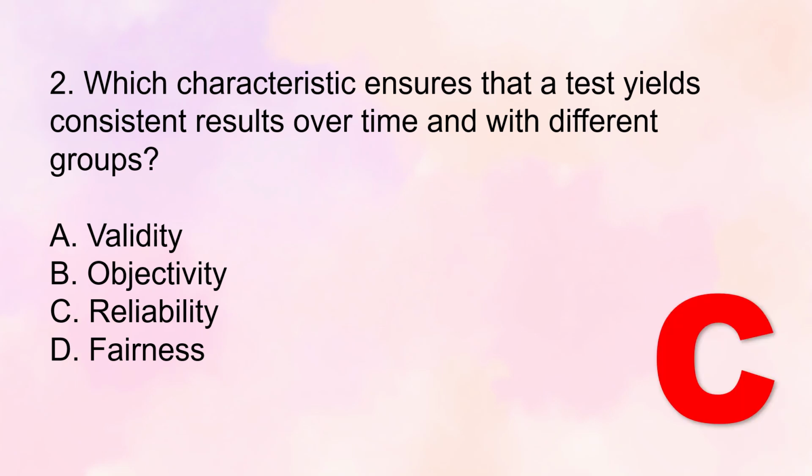The correct answer is C, reliability. Reliability is about consistency and repeatability of test results, like the consistency of the results over time and with different groups. Letter A, validity, is about whether the test measures what it intends to measure, or what it should measure. For letter B, objectivity, this ensures no scorer bias. And for letter D, fairness is a general term but not a technical criterion. So letter C is the best answer.